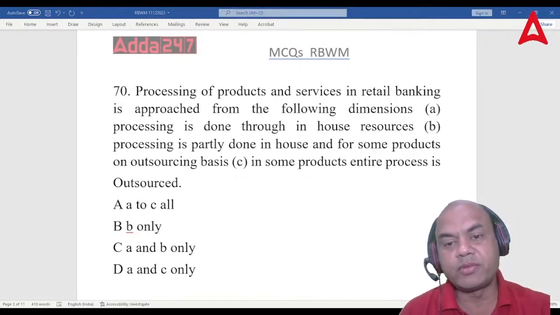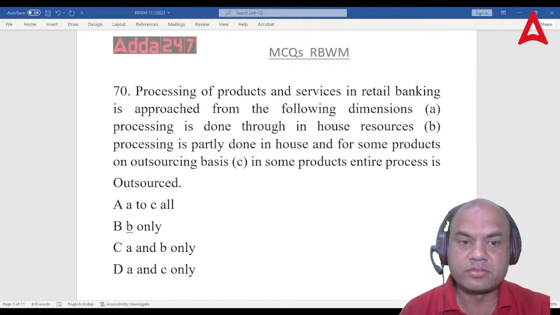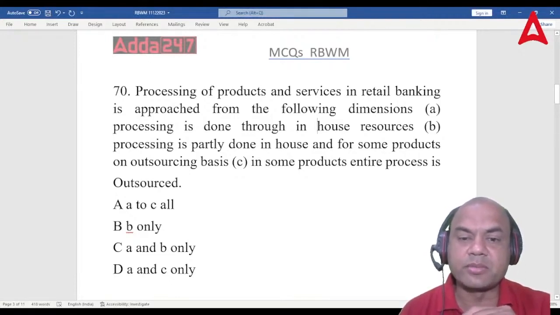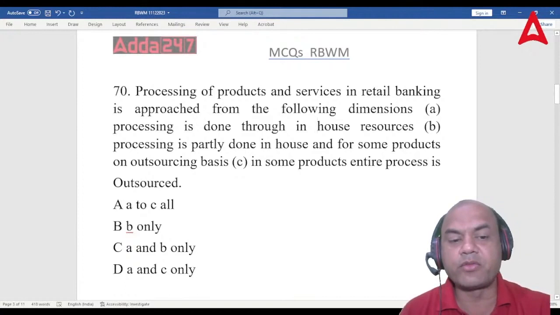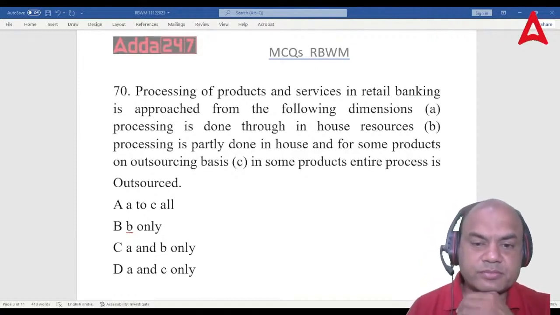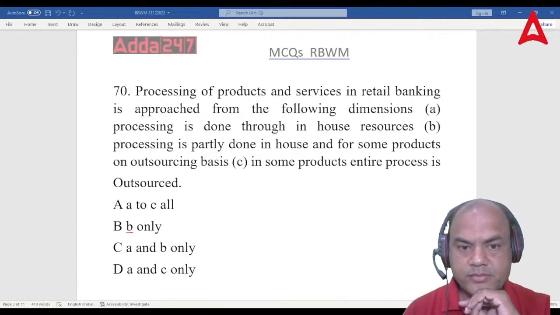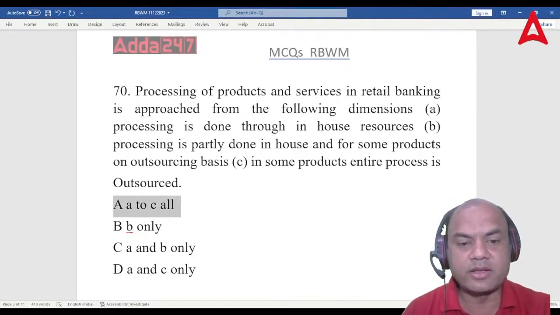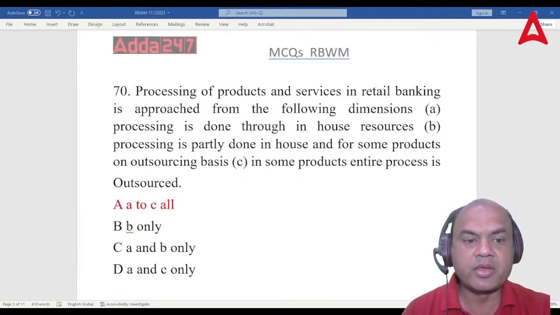Think over it, everyone. Is it A to C all, meaning some completely in-house, some outsourced, and some completely outsourced? Or only B? Many of you are thinking B is the answer. What do you think? The answer is A to C all. Good morning, everyone, those who have joined new and those who have joined late. So it is A to C all.